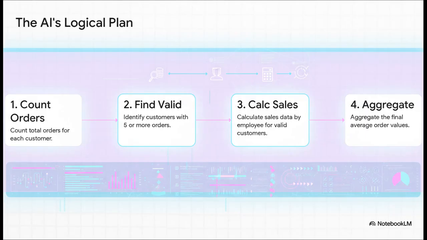Now, before we even peek at the code, let's just look at the AI's plan. This is what's so cool. It breaks the whole problem down into these logical, bite-sized steps. First, it's going to count the orders for every customer. Then second, it'll create a list of just the valid customers who meet our criteria. Third, it calculates the sales data. And then finally, it puts it all together to get the final averages. This is exactly how an expert human would map out their attack plan.